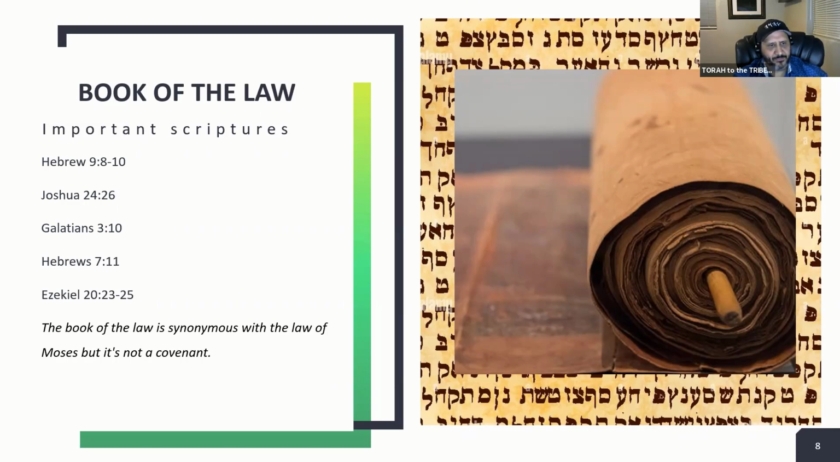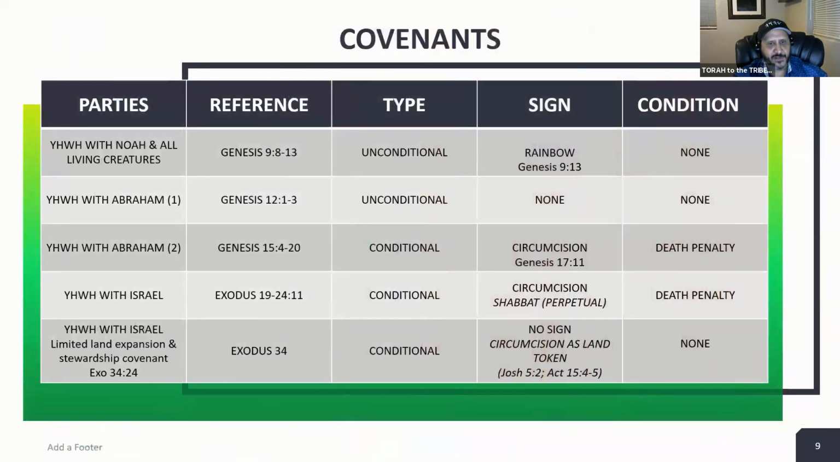Okay, so as we finish this up here, we have a limited covenant, but it's not a covenant of promise. And this had to do with the limited land expansion and stewardship of the land in Exodus 34. Okay, so as we know, the covenant was broken. Circumcision, they didn't have circumcision for 40 years. But once they entered the land, what did they do? The first thing they did was get circumcised, according to Joshua.